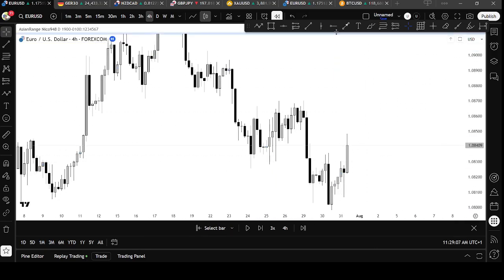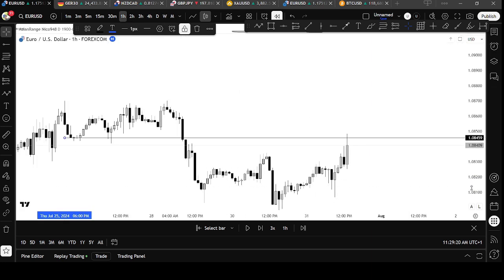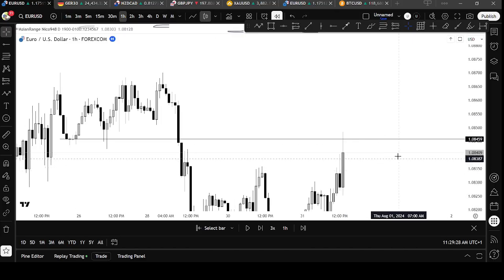Okay, this breaker block here, price is reacting to it. Now if you go to your 1 hour, remember that to confirm your 4-hour storyline you need 1 hour. So I now go to my 1 hour time frame.